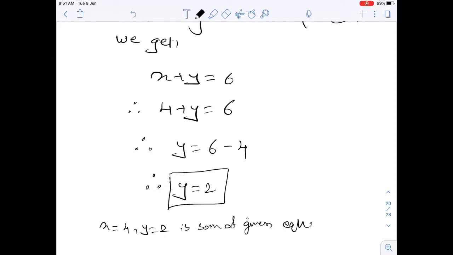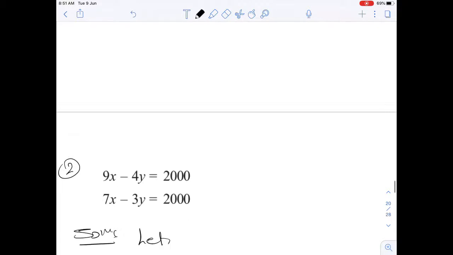In this way you have to solve it. Now let us consider the next example.